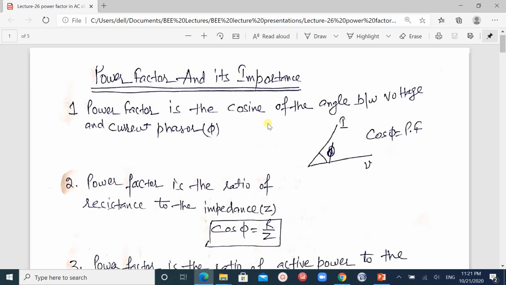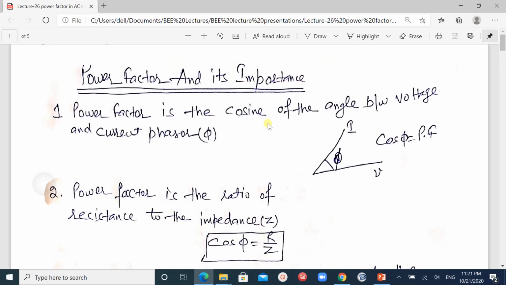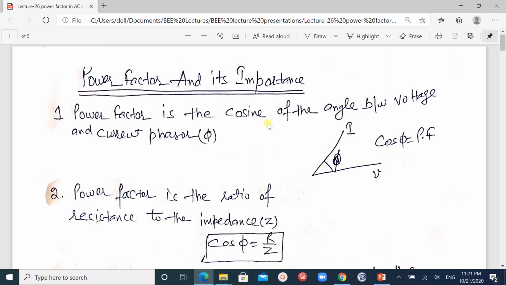First of all, we will discuss what is power factor and what is its importance in AC circuits. By definition, the power factor is the cosine of the angle between voltage and current phasor phi. When we are talking about the phasor diagram of any AC circuit, it is the cosine of the angle between the voltage and current. So it is denoted by cos phi and it is called PF, the power factor. Here on the x-axis we are having V and this is the current I. The angle between I and V is phi.